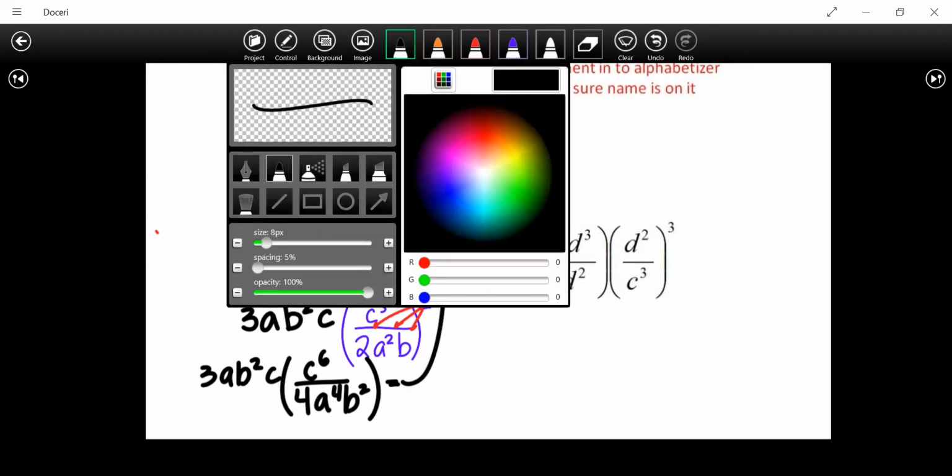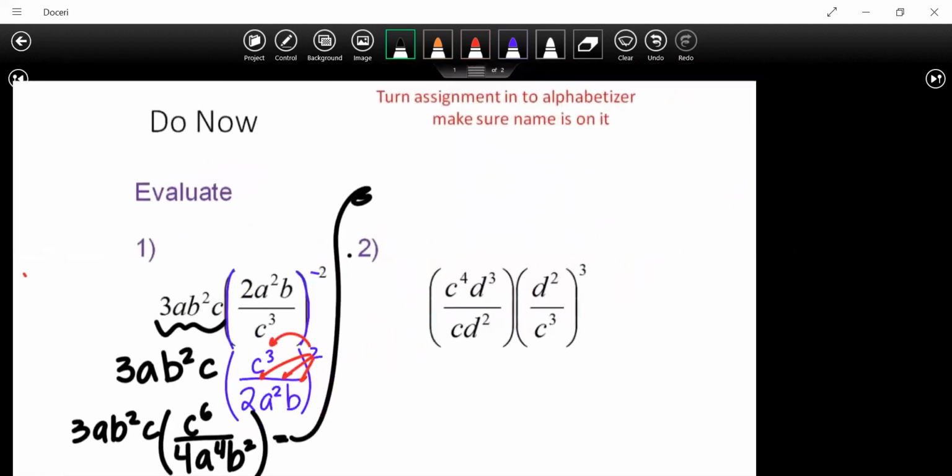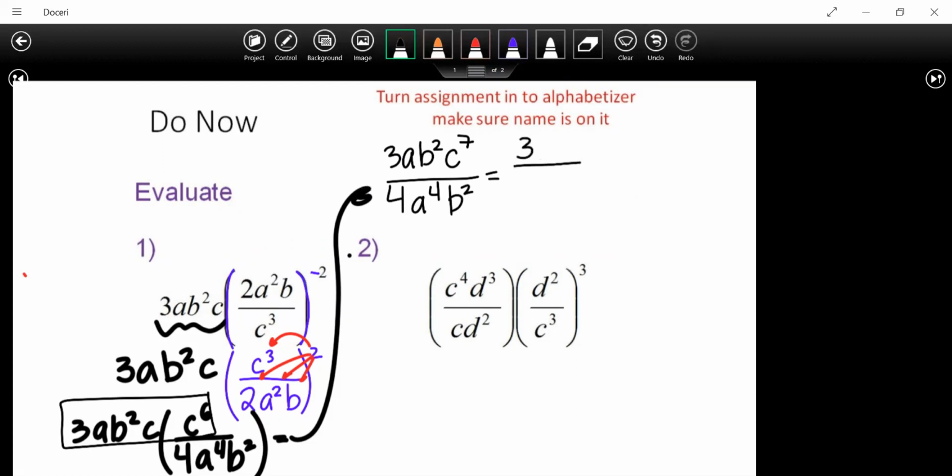I'm going to multiply everything across first before I reduce down. So this is 3ab squared c to the 7th, just by doing my portion right here, all over my bottom portion, which happens to be 4a to the 4th b squared. When we simplify out, our 3/4 are going to remain the same. Can't reduce that one out.